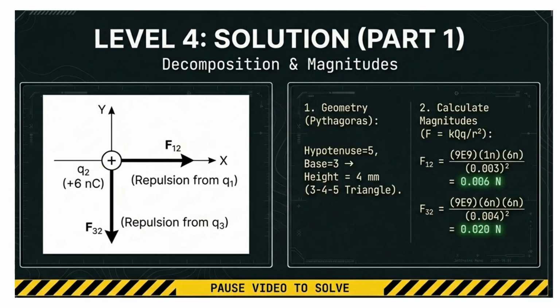Next, we calculate the magnitude of the forces using Coulomb's law. For the horizontal force, F12, we use the charges of 1 nanocoulomb and 6 nanocoulombs over the distance of 0.003 meters squared. This results in 0.006 newtons directed to the right. Finally, for the vertical force, F32, we use the 6 nanocoulomb charges over our calculated distance of 0.004 meters squared. This gives us 0.020 newtons directed downward. Take a moment to verify these directions on your diagram before moving to the vector addition in the next scene.